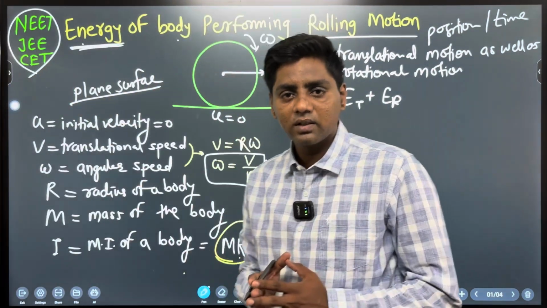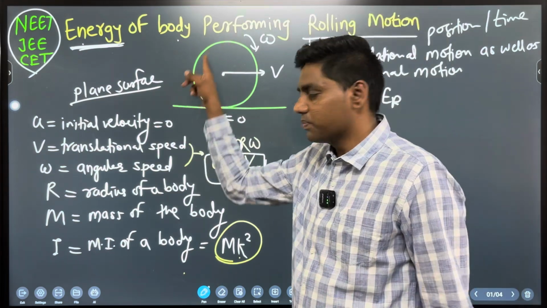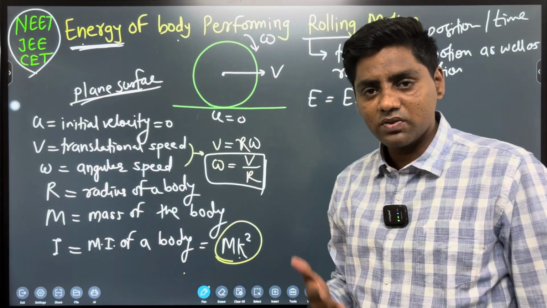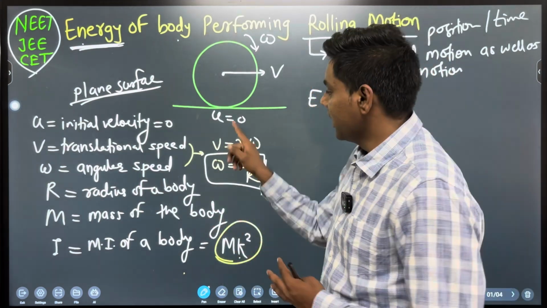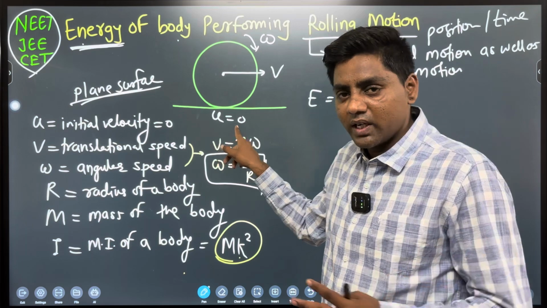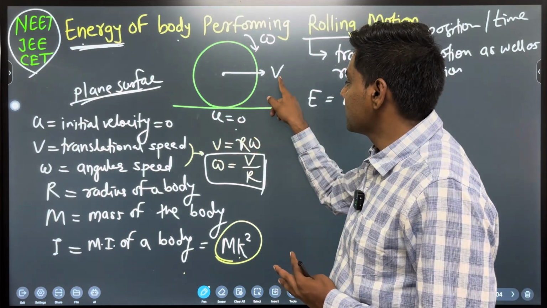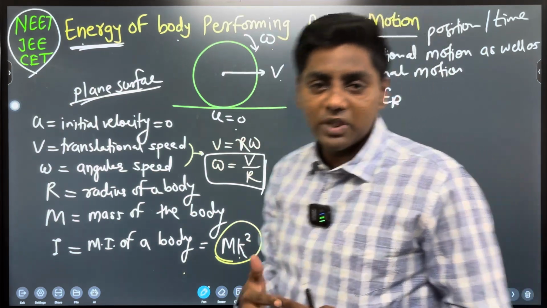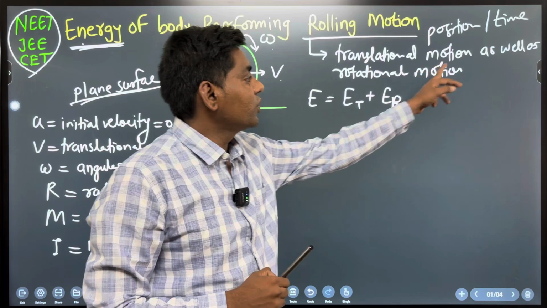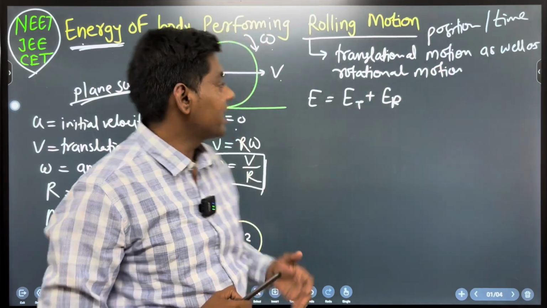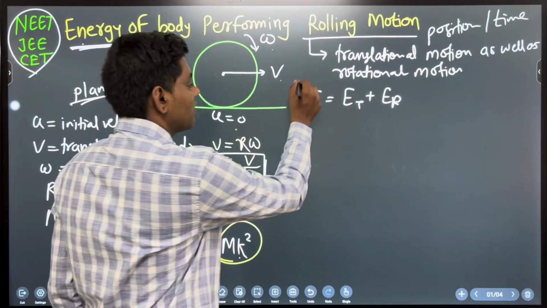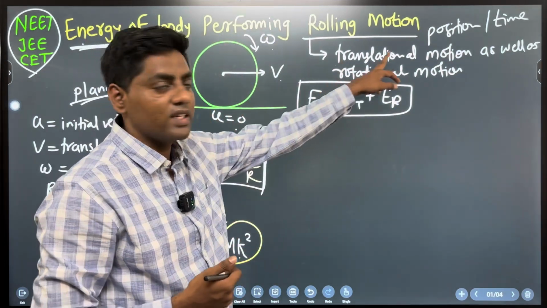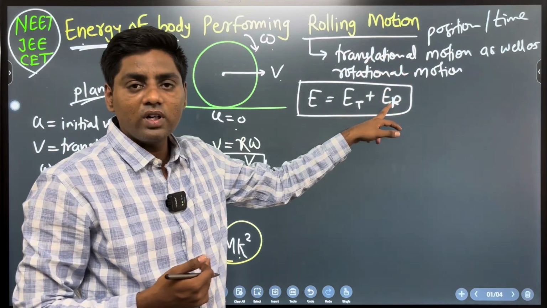You have to remember this very well. We consider a sphere-like shape. Now it rolls over the plane surface. Initially its speed will be 0. After some time, v is its translation speed and omega is the angular velocity. It possesses both translation motion as well as rotational motion. So therefore we calculate the total energy. What is the formula of total energy? That is E for total energy equal to ET for translation energy and ER for rotational energy.